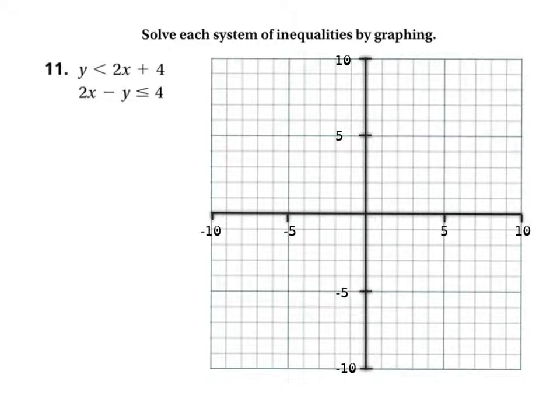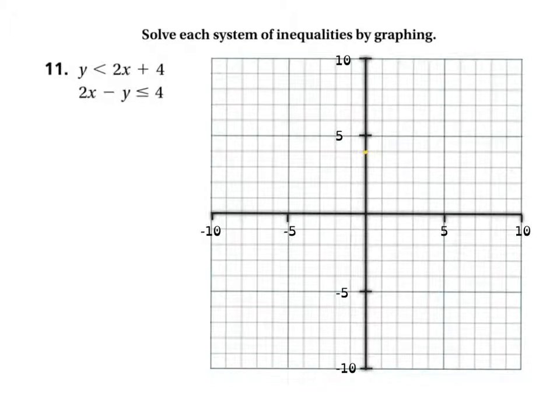All right, so we're going to solve by graphing, and what this means is that we've got to put our lines, and then we've got to shade the correct side of those lines. And let's do that. So y is less than 2x plus 4. So we're going to actually put the line. I'm going to put some dots first, and let me use yellow just because it'll stand out.